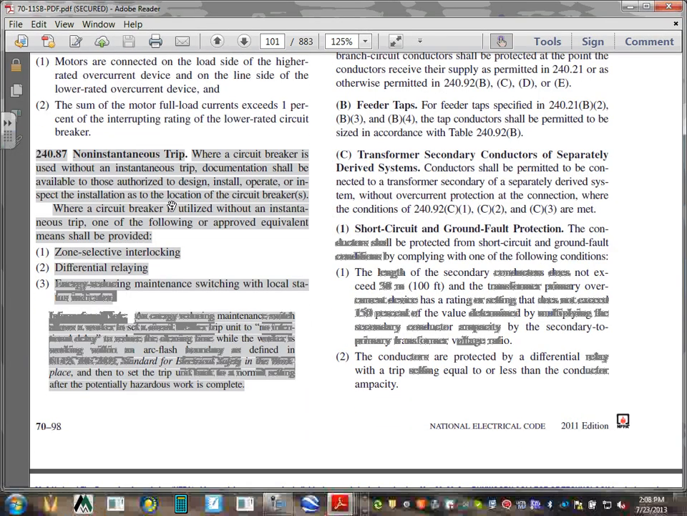This one is very interesting, came in 2011, non-instantaneous trip circuit breakers. You guys are familiar with that one. It came as a change. If you have a circuit breaker that you disable the instantaneous on it, you are required by code to do one of the following: zone selective interlocking, differential relays, or energy reduction maintenance.